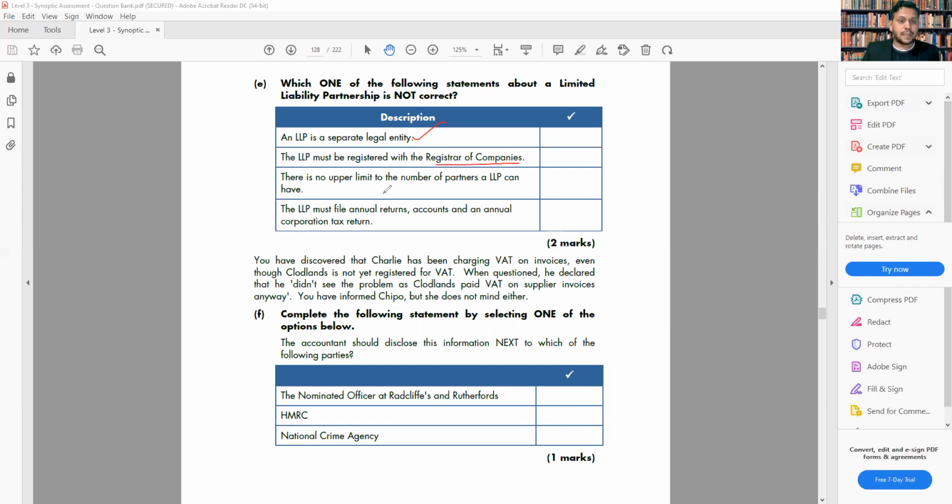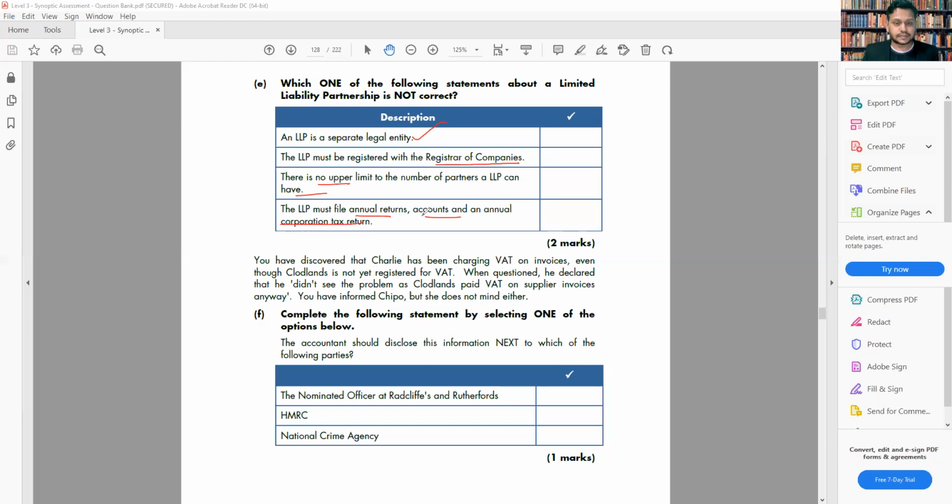There is no upper limit to the number of the partner a LLP can have. That's true. So there is no limit like how many partner can be in a partnership business. Remember that only for the banking there is a limit. Other than the partnership business have no limit. You can have as much partner as you want. LLP must file annual return, accounts, and annual corporation tax. Now remember that partnership business never pay the corporation tax, never ever.